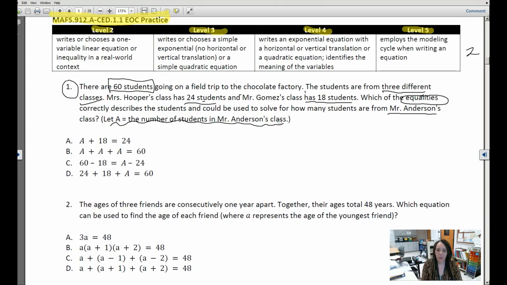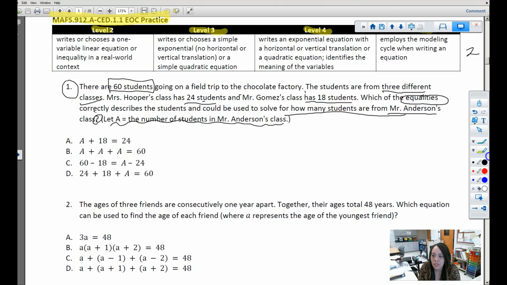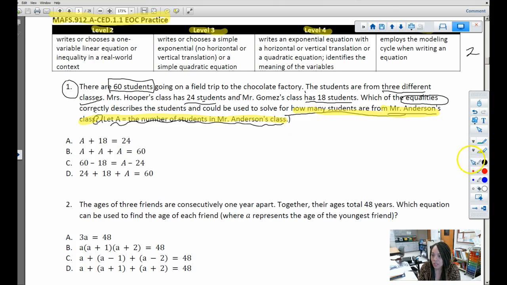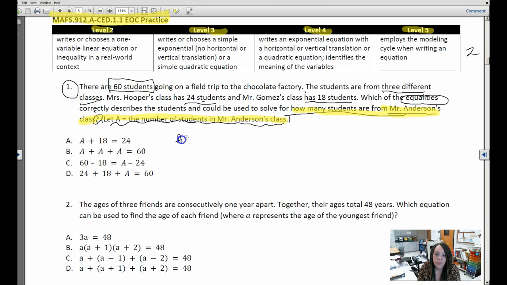What's the question asking? Well, the question is the part that ends in the question mark. So they say, which of these, A, B, C, or D, correctly describes the students and could be used to solve for what? How many students are from Mr. Anderson's class? And they also let us know that we have a variable for that. That's a really good setup. So we know that our variable A is going to be Anderson's class. Okay, I'm just going to put Anderson's.